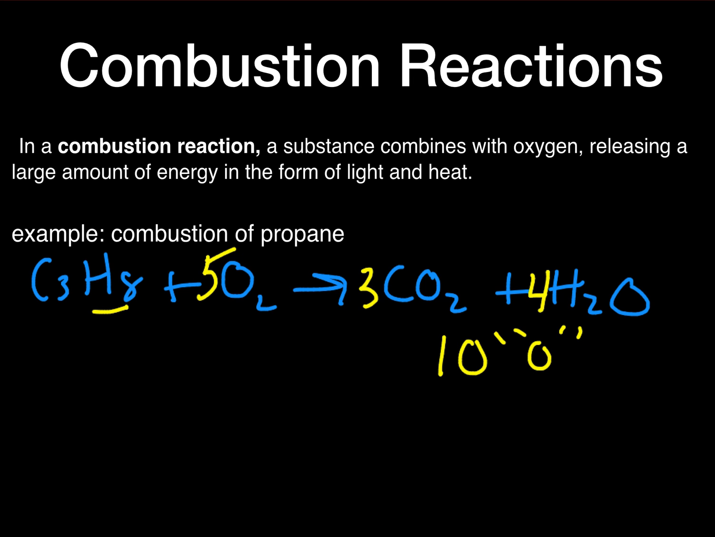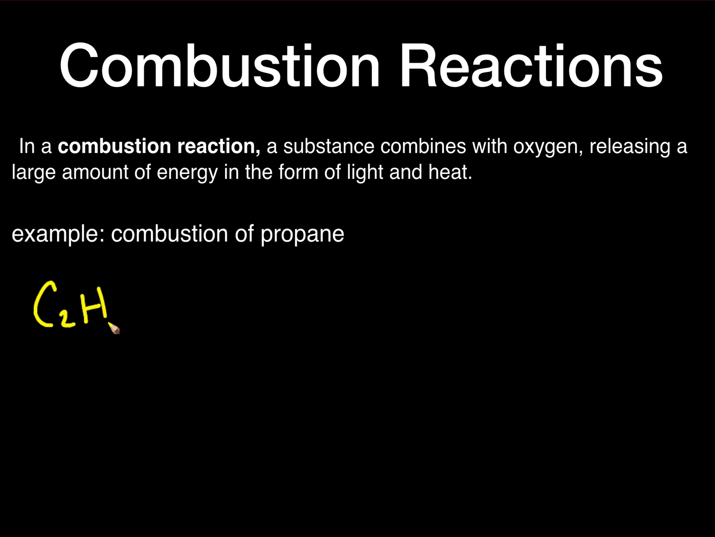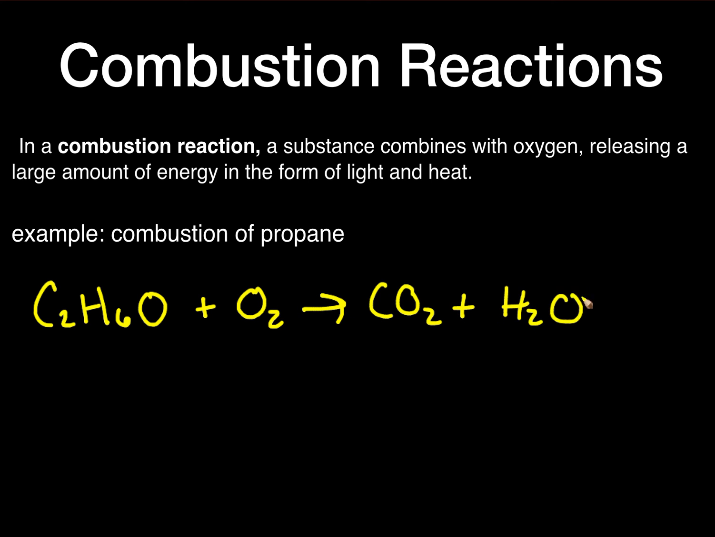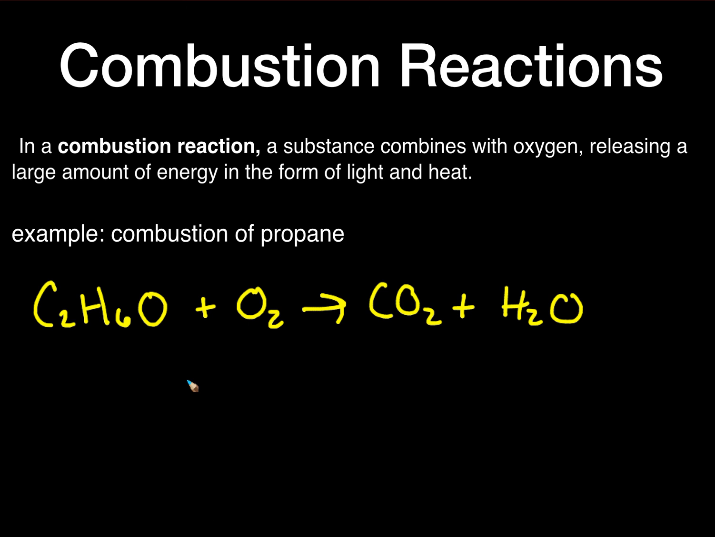Now an example with an alcohol. Say I gave you ethanol, C2H6O, plus O2, will produce CO2 and H2O. Once again, let's balance everything one at a time. We'll look at carbon first, as always. We have 2 carbons on the left, so we need 2 on the right. So we have 2 carbons on the product side.